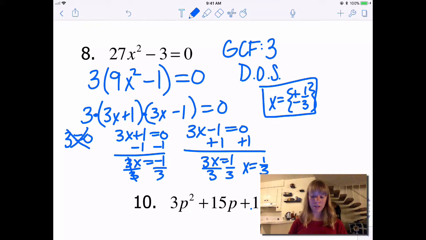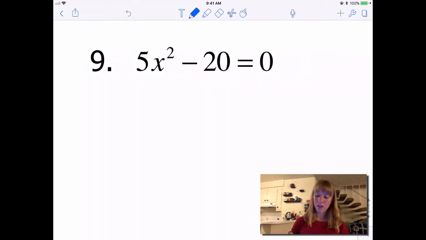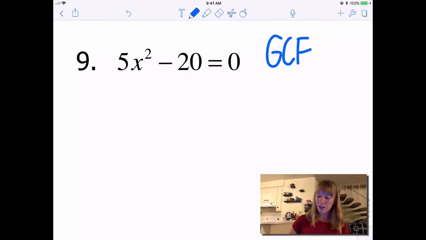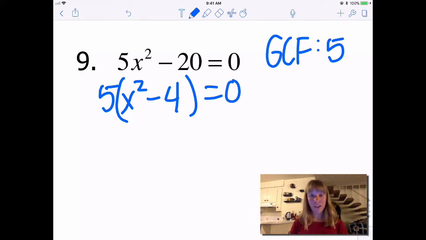So again, recap on that one. GCF first, then factor further. Number 9. Again, it looks like I can do some GCF before anything else. So our GCF is a 5. 5 times (x squared minus 4) equals 0, because 5 times x squared is 5x squared, and 5 times negative 4 is negative 20.